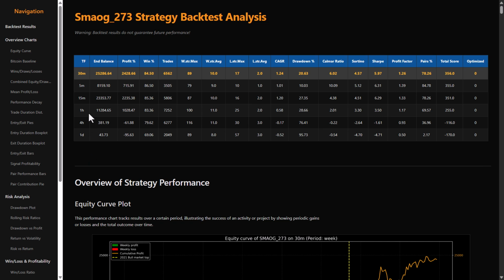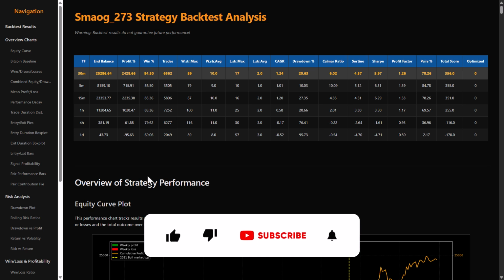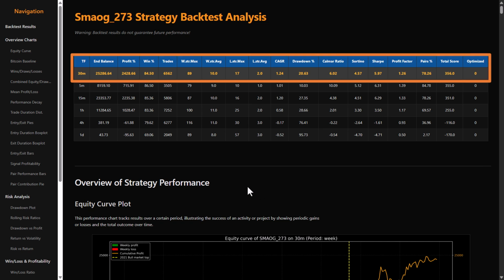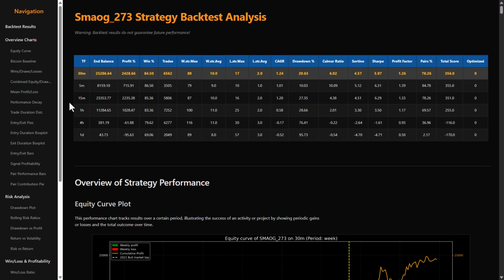Well, as mentioned, the SMA OG 273 was designed for the 5-minute time frame. In my test, this 5-minute strategy was actually better performing on the 30-minute time frame. The 5-minute time frame came second. The hypothetical profit was over 2,400% with an 84% win rate and a 20% drawdown. The profit factor is 1.26 and the Calmar, Sortino and Sharpe all have positive expectations about this algorithm. And furthermore, 78% of the tested pairs respond well, so it's likely that other crypto pairs favor this strategy too.